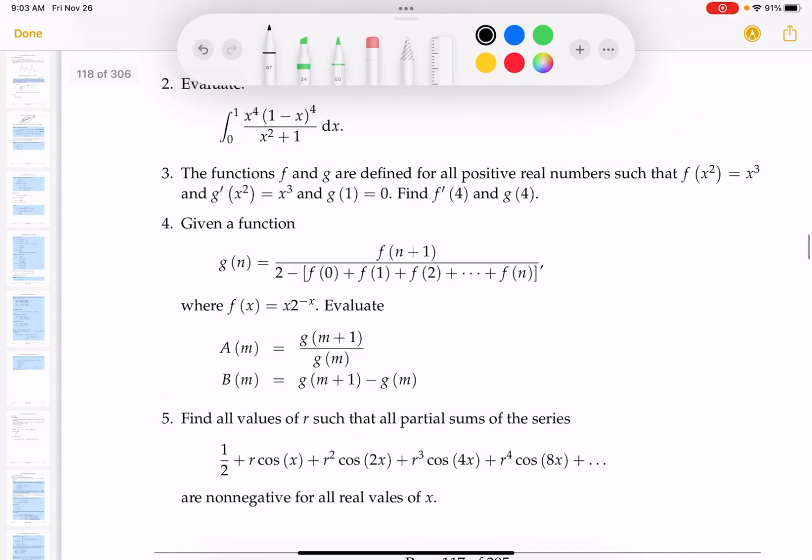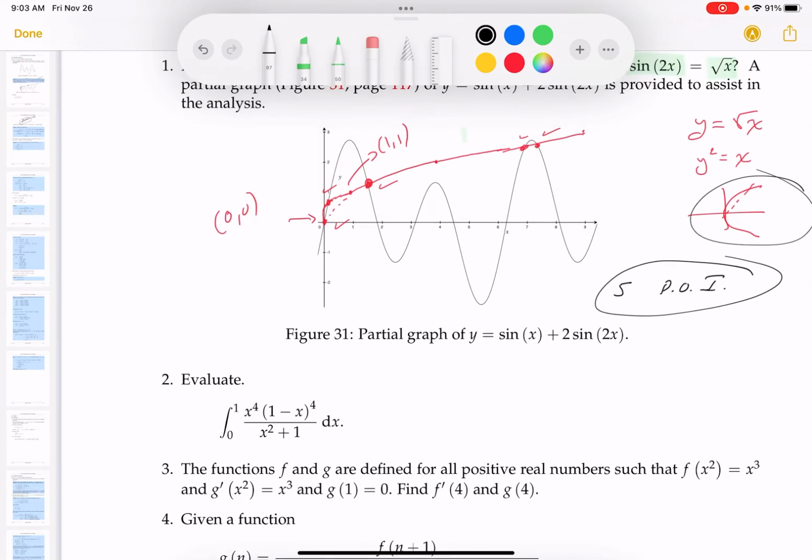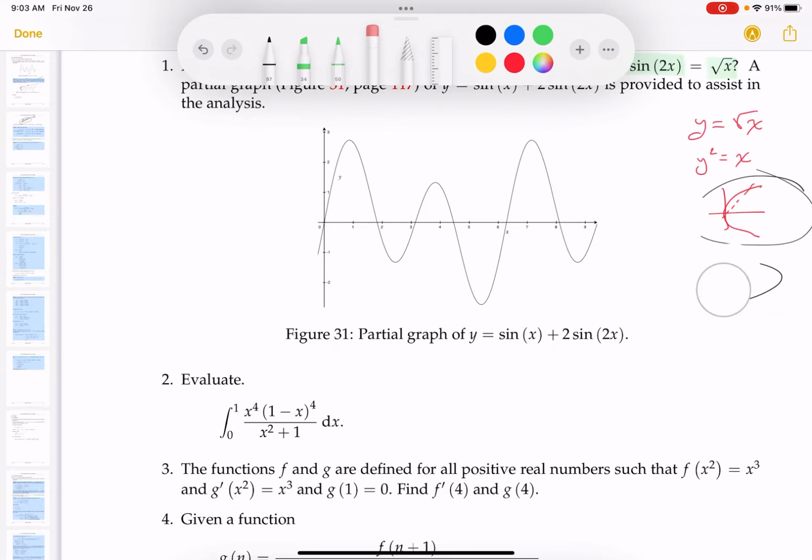All right, so I'm going to look at the number 2 now. Let me start to erase this over here. And I'm going to erase all this business over here. I'm going to do number 2.